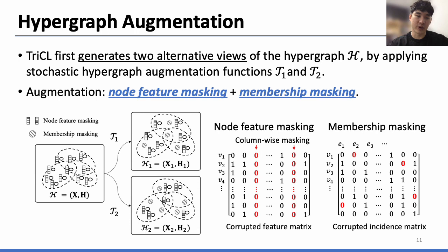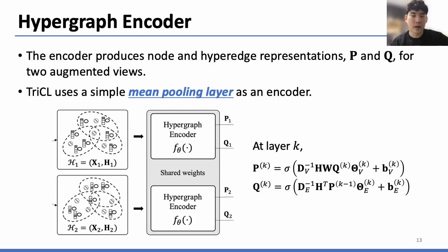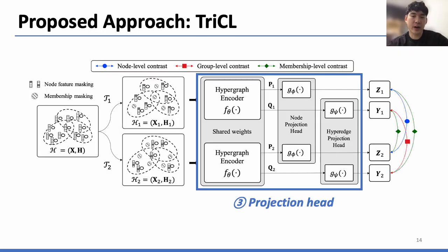The incidence matrix is a logical matrix that shows the relationship between nodes and hyperedges and is represented by matrix H in the figure. The second component is the hypergraph encoder. A hypergraph encoder produces node and hyperedge representations P and Q for two augmented views. TriCL does not constrain the choice of hypergraph encoder, but in this method, we use a simple mean pooling layer as an encoder.